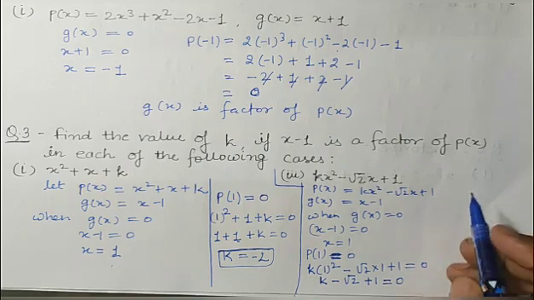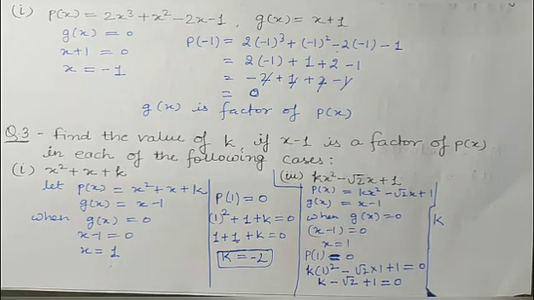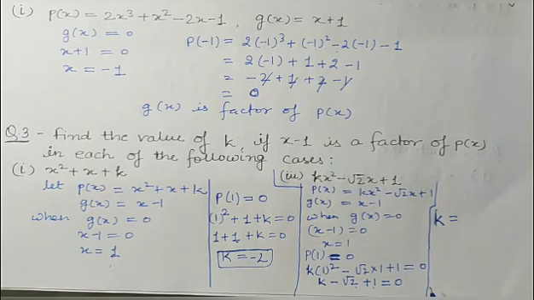So what will be the value of k when you shift these two to the right hand side? This minus under root 2 will be plus under root 2, and this plus 1 will be minus 1. So here we can see that the value of k is under root 2 minus 1. Okay students, so pause the video and note it down.